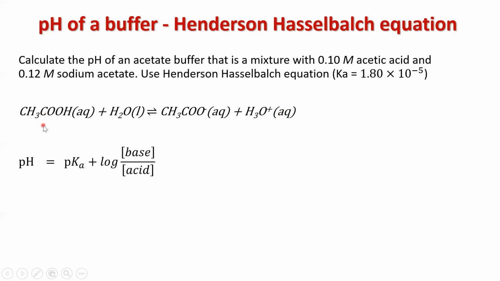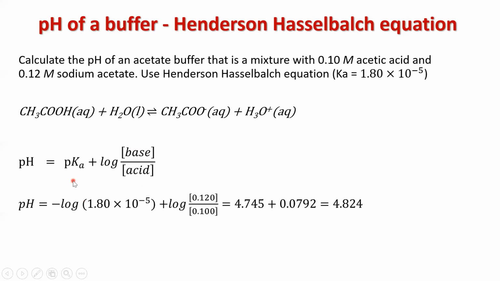But now, rather than writing a nice chart and writing a K expression and solving for X and taking the negative log of that, we're going to use this equation here. So pH equals pKa plus the log of our base over our acid. So for pKa, we would take the negative log of Ka. The negative log of Ka gives us the pKa value. We're going to add to that the log of the base concentration over the acid concentration.